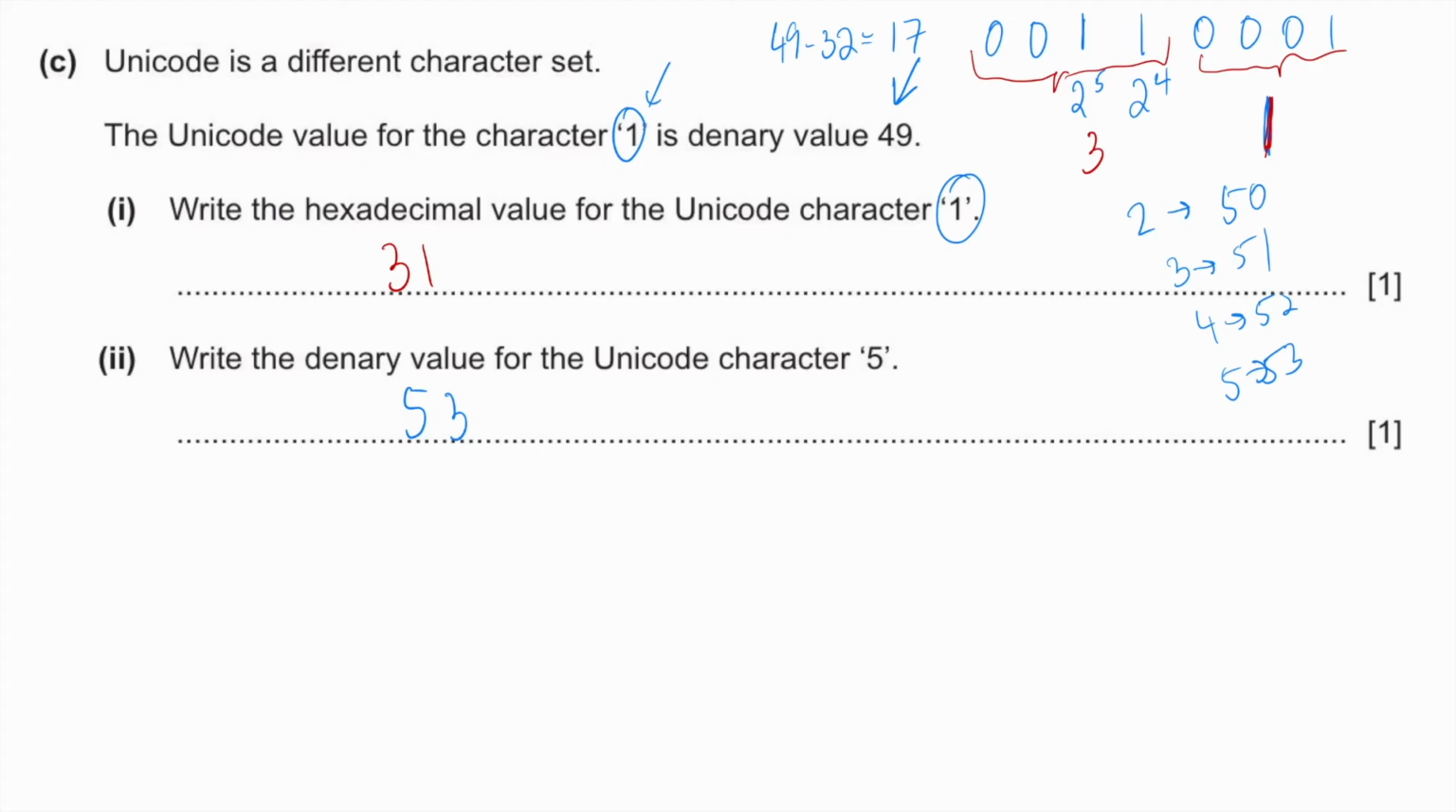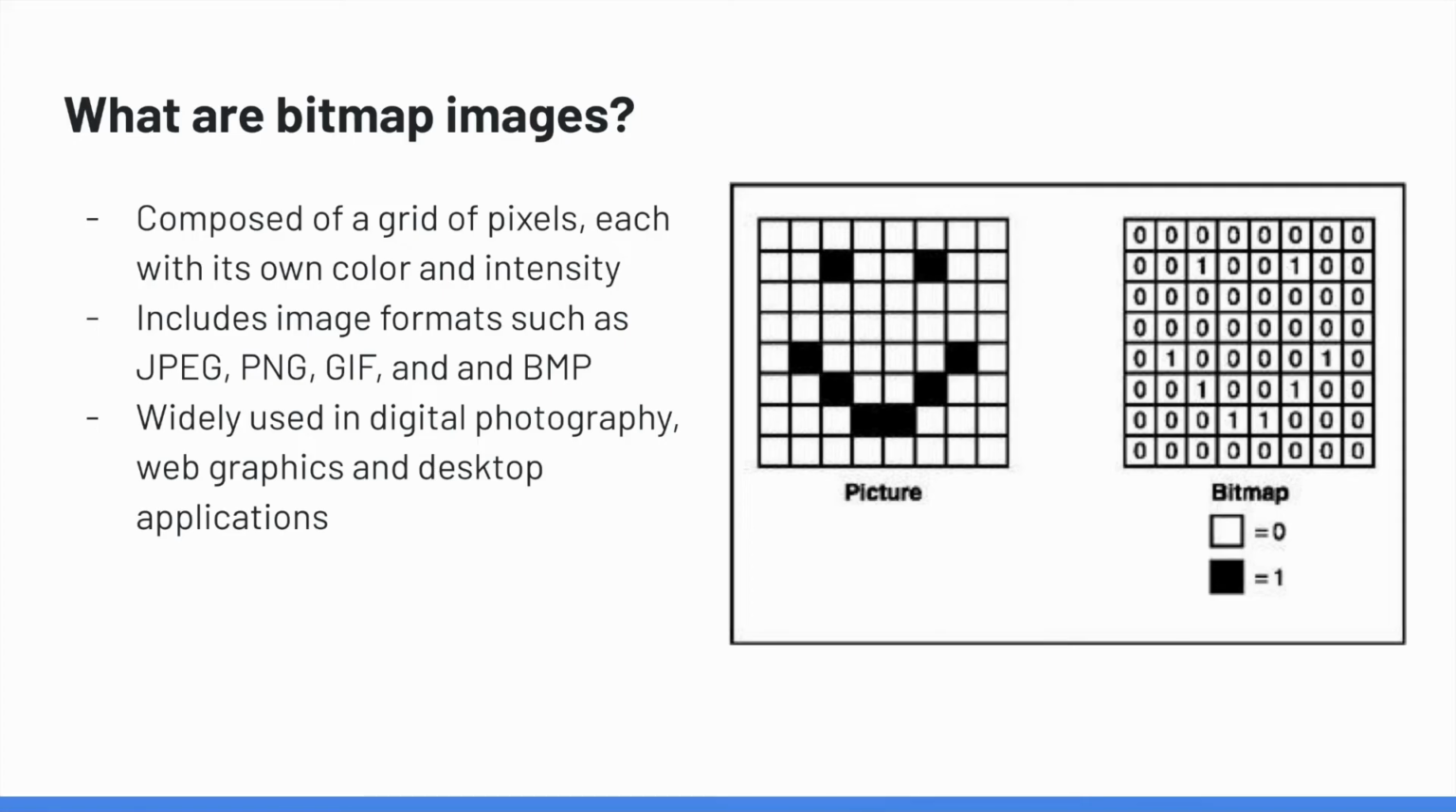I mean, 5 is really just 4 places over from 1, and everything is going to be in sequential order. So that's why if 49 represents 1, then 53 has to represent 5. Anyways, that brings us to the end of our first section. Next, we're going to look at graphics and how images can be represented using binary.